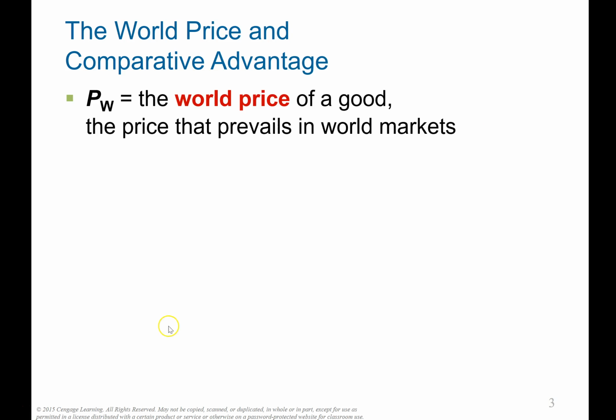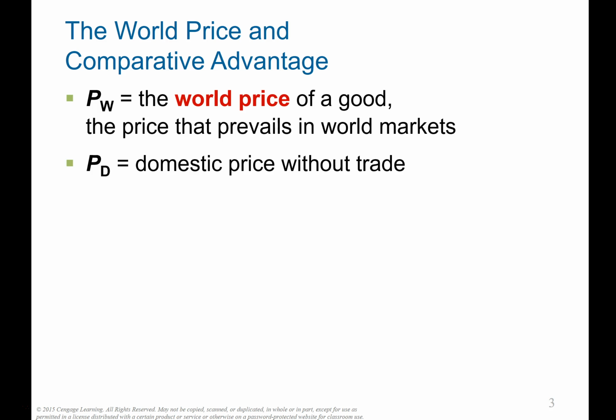So we're going to start by defining a few terms. First, we need to understand that P sub W refers to the world price of a good, and that would be the price in the world market. So if the entire world were involved in trade, that would be the world price. And typically, it's going to be a lower price, because if you think of that supply curve, you can imagine that the larger the supply, meaning if you add in world markets, then prices are going to go down. P sub D is the domestic price without trade.